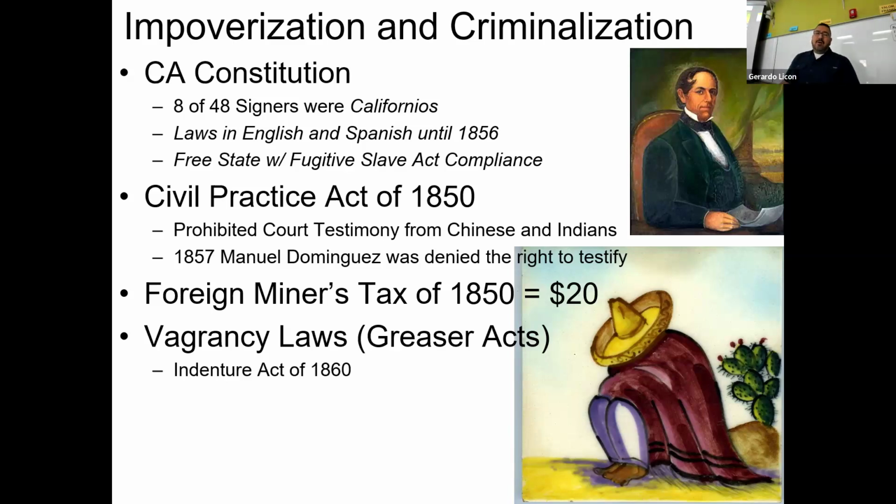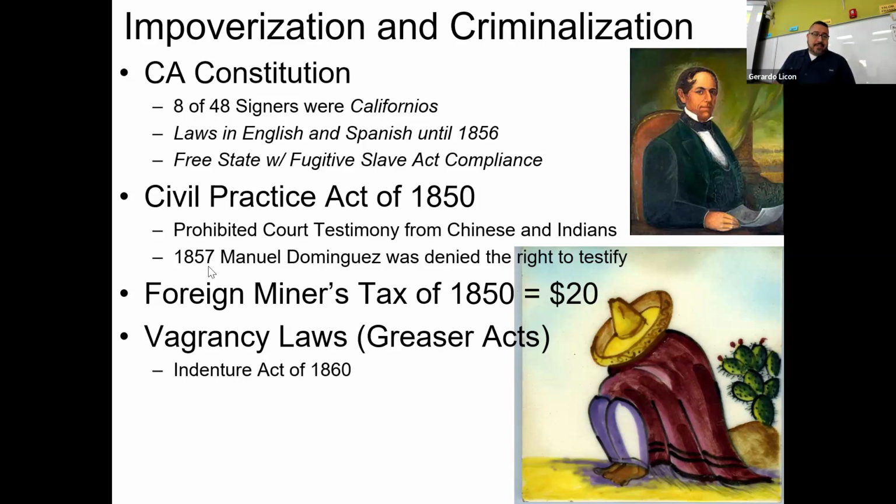And do note kind of how bland the law is called. It's not the "if you're Asian or Native, you can't testify in court act." It is just the Civil Practice Act. Seems very benign.